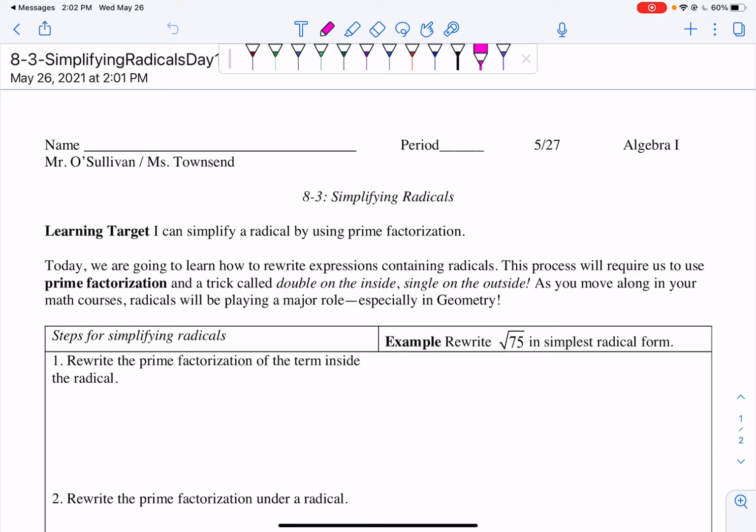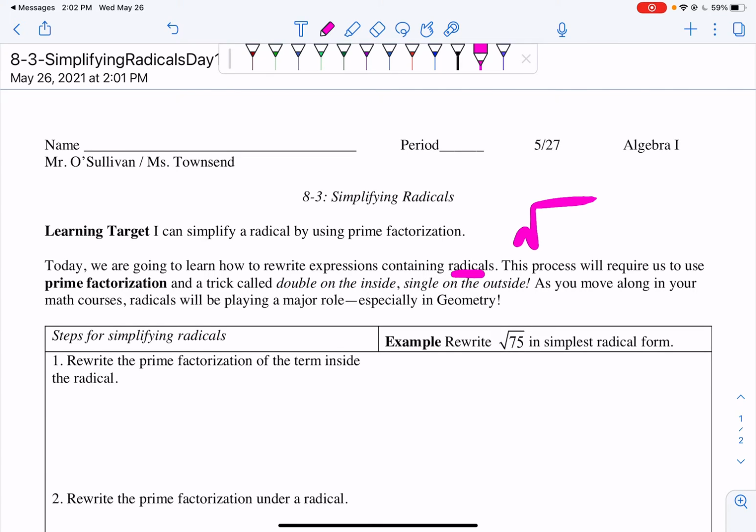Today's learning target is I can simplify a radical by using prime factorization. Today we're going to learn how to rewrite expressions containing radicals. So you're probably wondering, what the heck is a radical? Whenever we say the word radical, we're actually talking about this symbol, which you've seen on your calculator.